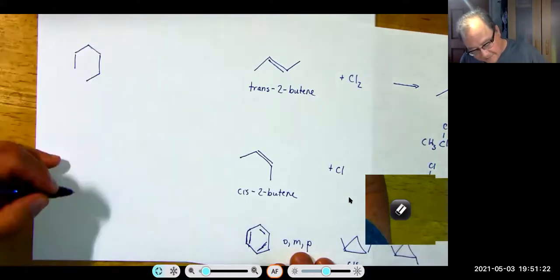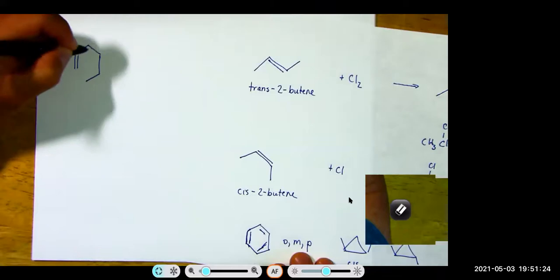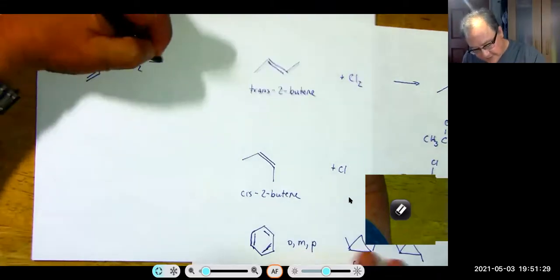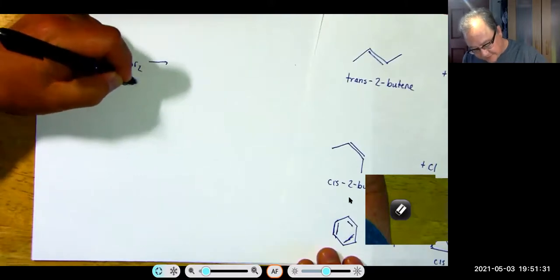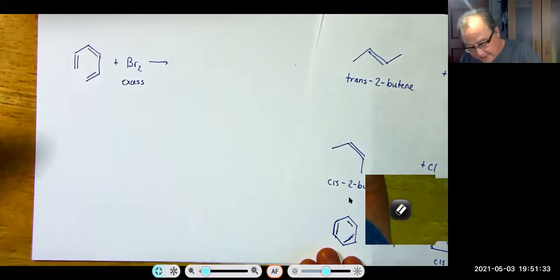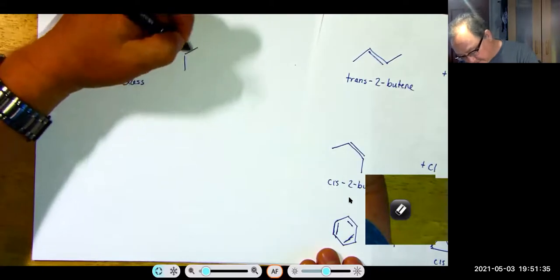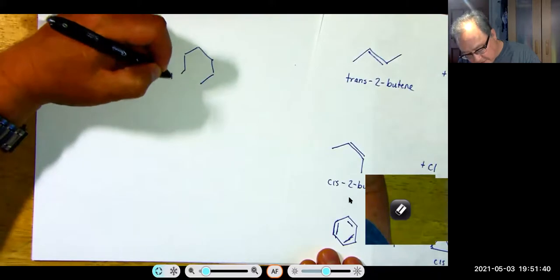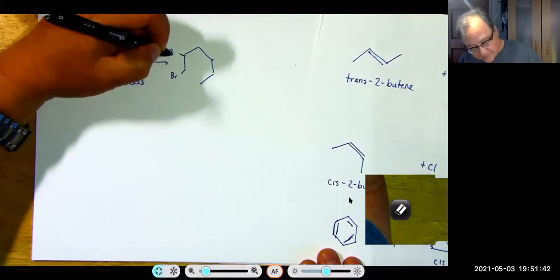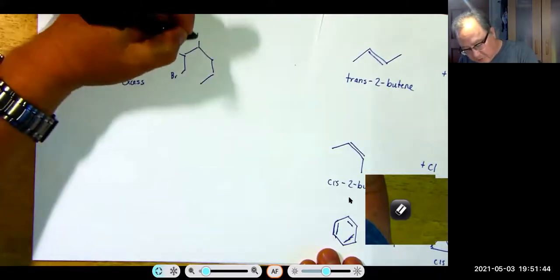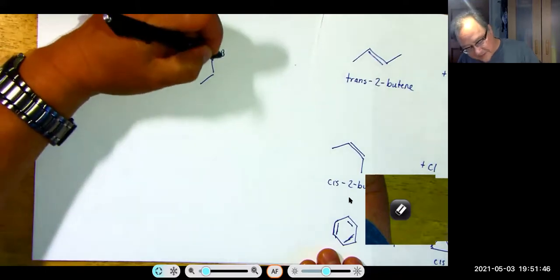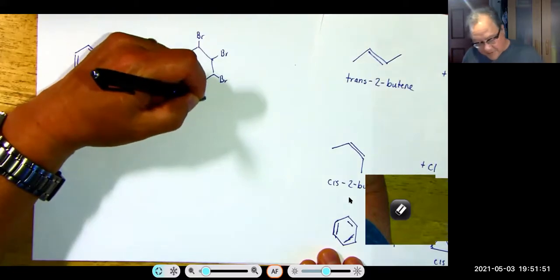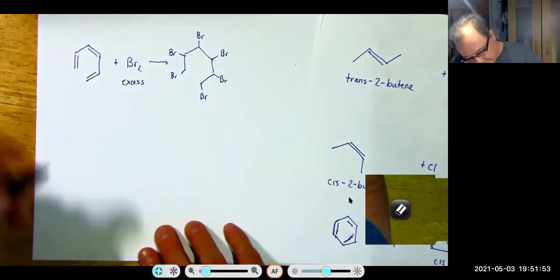6 carbons, right? And 3 double bonds, and you added bromine to this, and let's call it XS, and you don't need light with alkenes, this is what you would get. You'd put a bromine here and a bromine here where that double bond is, a bromine here and a bromine here where that double bond is, and a bromine here and a bromine here where that double bond is. That's what would happen with this.